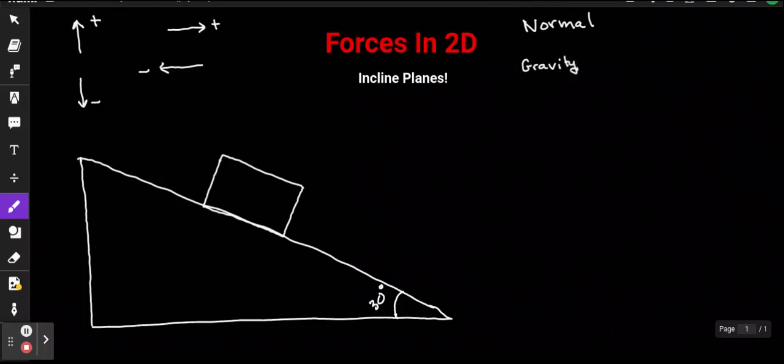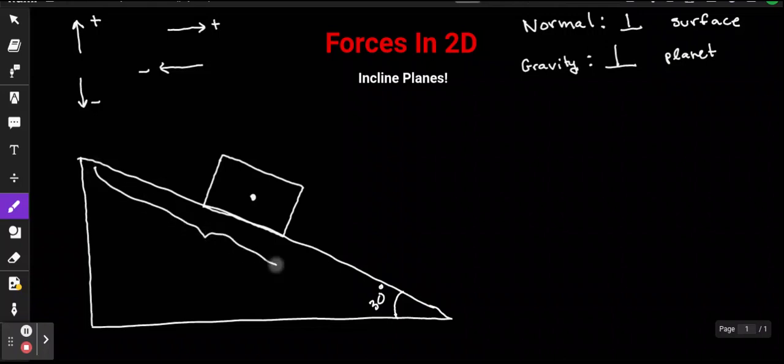Normal force, despite the situation, is always perpendicular to the surface. The force of gravity, despite the situation, is always perpendicular to, let's say, the planet, in this case Earth. So knowing this, taking our box to have a center of mass, the incline right here is our surface. So our normal force has to be perpendicular to it, like so.